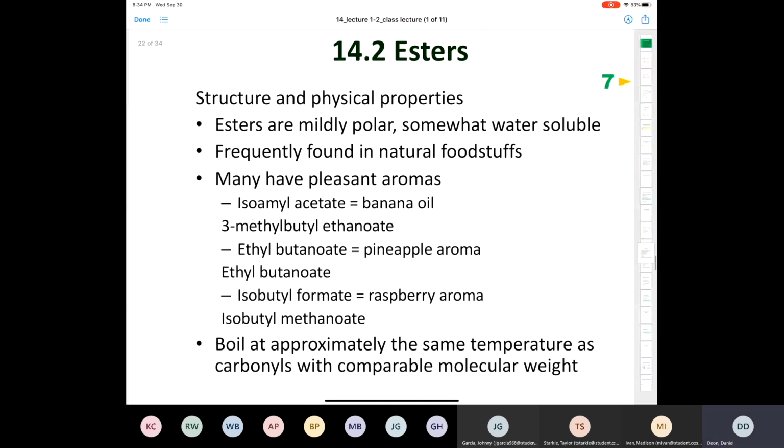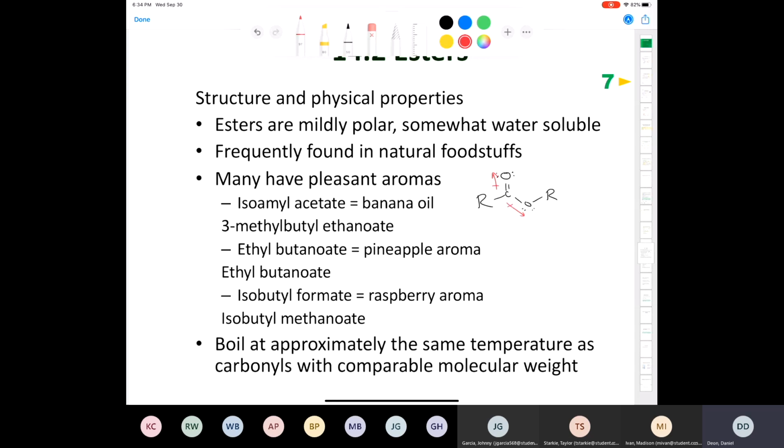All right. So it says here, esters, the structure and physical properties. Esters are mildly polar and somewhat water soluble. And if we draw the generic structure of an ester like this, okay, you can see that we have two polar bonds, right, between carbons and oxygens. But here we have R groups, which are nonpolar on both sides, okay? And so that's going to inhibit some of the hydrogen bonding capability just by the size of those R groups.